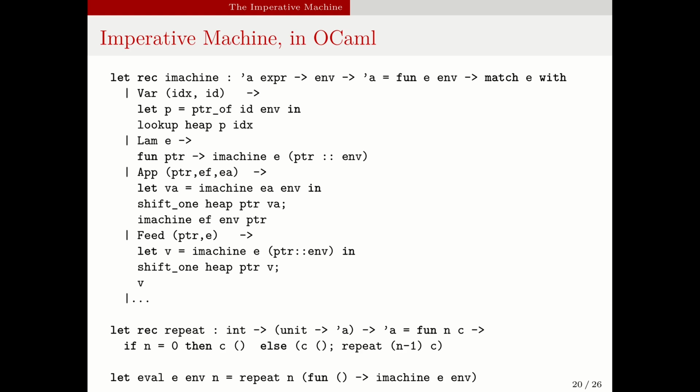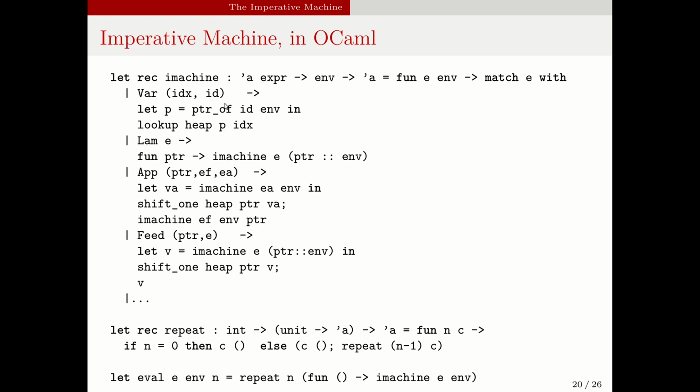So we can encode this imperative machine in OCaml. As we're moving towards a more practical evaluation of our calculus, we want to take advantage of the faster speed and imperative capabilities of OCaml. Our machine is going to take an expression of type A. We still use a bit of dependently typed encoding, in this case in the form of generalized algebraic data types. This is very convenient. The machine takes an environment with the pointers and an expression of type A, and it's going to return a value of type A.